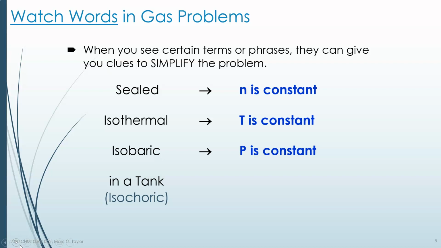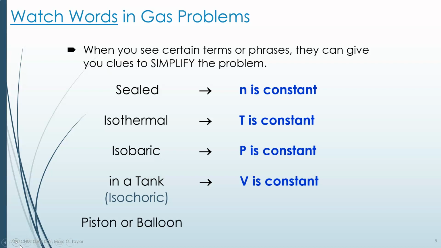If I say in a steel tank or in a tank, these are solid structures, so the volume can't change, and therefore we know that the initial volume is equal to the final volume, and this becomes important for certain calculations. The technical word for this is isochoric. I won't typically use it, but you should know where the word comes from.